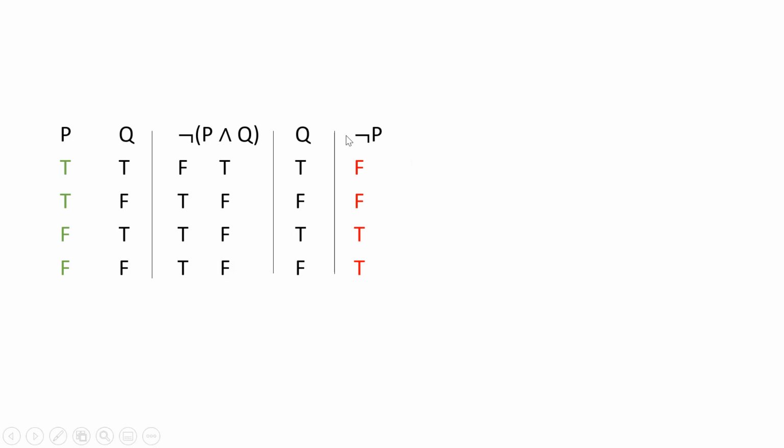Now the conclusion of our argument was that Percy will not be at the zoo, or not P. If the value of P is true, then the value of not P is false. That's how negation works. If the value of P is false, then the value of not P is true. So this column over here is the flip of the P column.